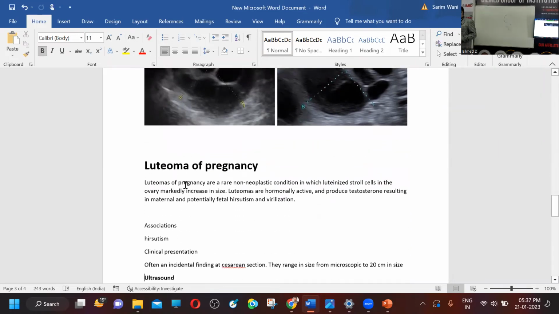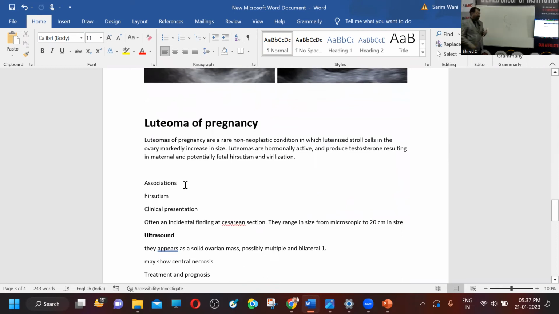Now the luteoma. What is a luteoma? Luteoma again is a rare non-neoplastic condition in which luteinized stromal cells in the ovary markedly increase in size. And here there will be an association with hirsutism also. Now, what will ultrasound show you? In ultrasound, I will not be seeing a clear cyst now. I will be seeing more of the solid component.